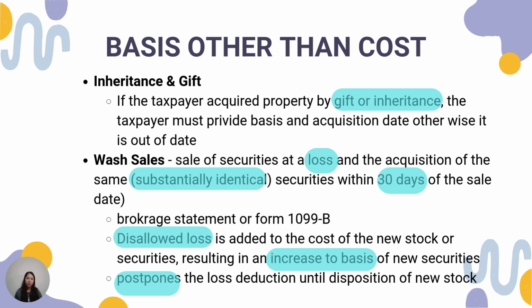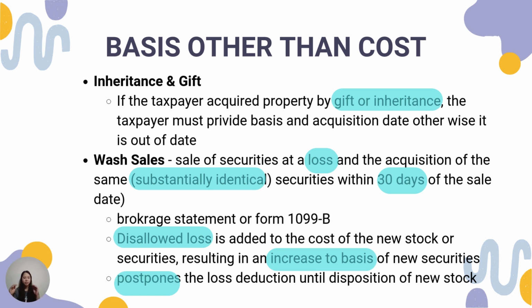Another basis other than cost that sometimes we come into contact with are wash sales. And this is the sale of securities at a loss and the acquisition of the same securities within 30 days of the sale date. So this is when sometimes people will sell their stocks and mutual funds at a loss and then really quickly buy up the same stocks and mutual funds within 30 days. And this will be noted on a brokerage statement or Form 1099-B, as we said. The disallowed loss from the first sale at a loss is then added to the cost of the new stock or securities, resulting in an increase to basis of the new securities.